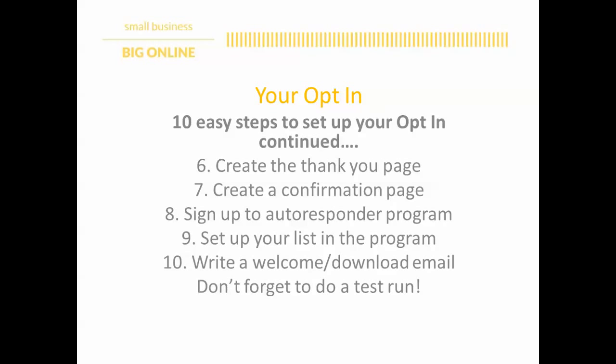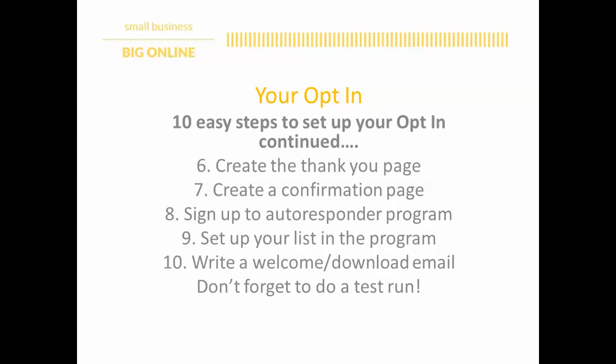And then lastly, you do need to create a welcome page, the page where they actually go to download what they've opted in for. And make sure, lastly, you don't forget to do a test run to make sure that everything is linked up and it works well. So that is the 10 steps that you need to follow to set up your opt-in form. It pretty much goes for whatever platform that you set up your opt-in form on.